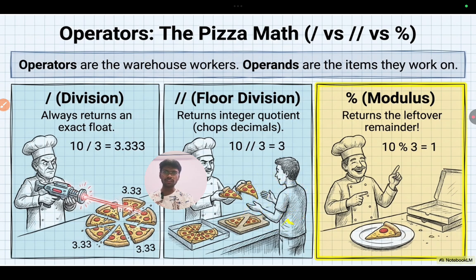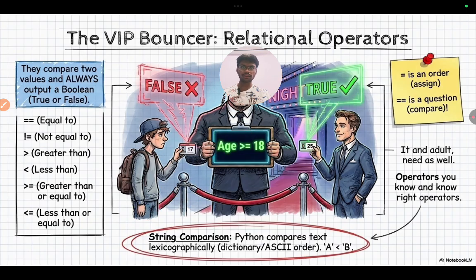Modulus operator, that is the difference. 10 modulo 3: 3 into 3 is 9 and the remaining is 1, that's the remainder. It returns the leftover. So this is the difference, like in the pizza math example.